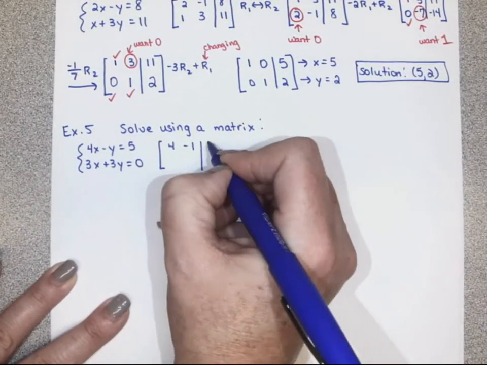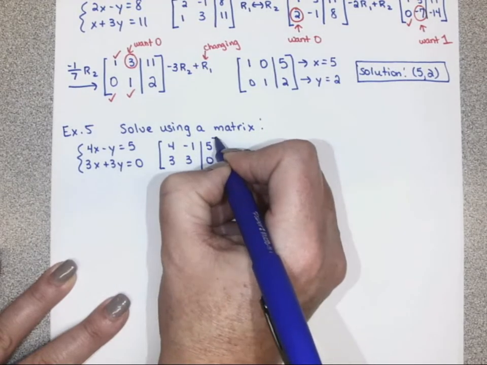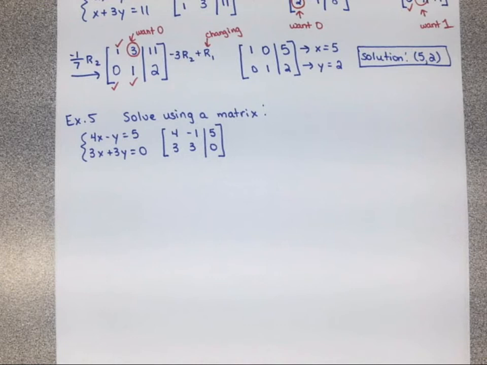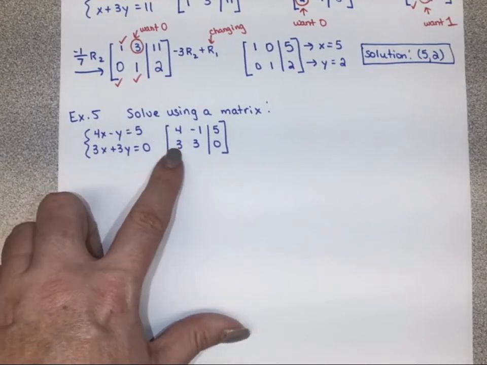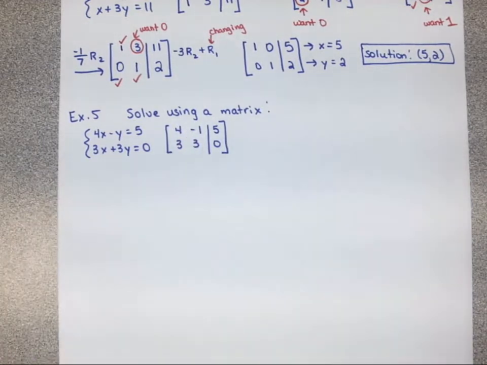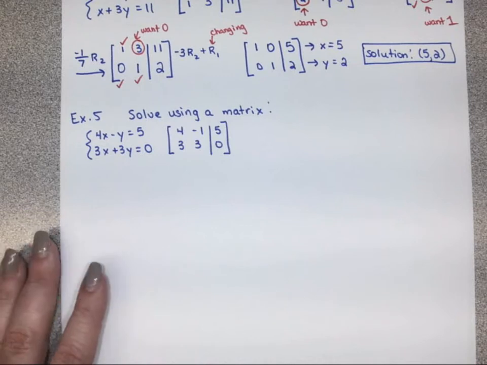So 4, negative 1, and then the bar, and then 5, and then 3, 3, 0. Okay, so what do we want? We want 1, 0, and then a 1 here, and then a 0 here, right? In that specific order. Notice you kind of go in like a pinwheel order, right? So what do we want to start with?